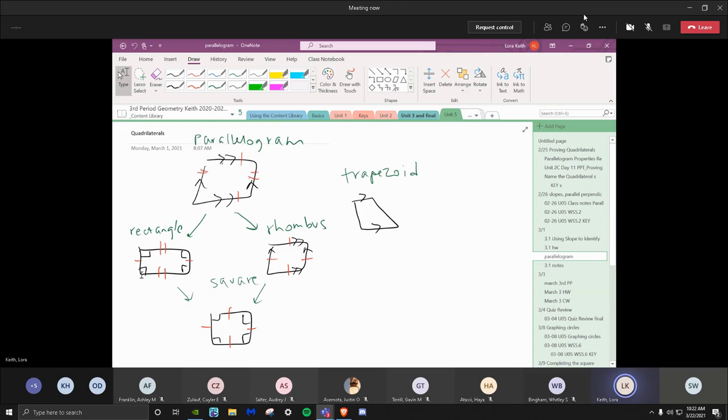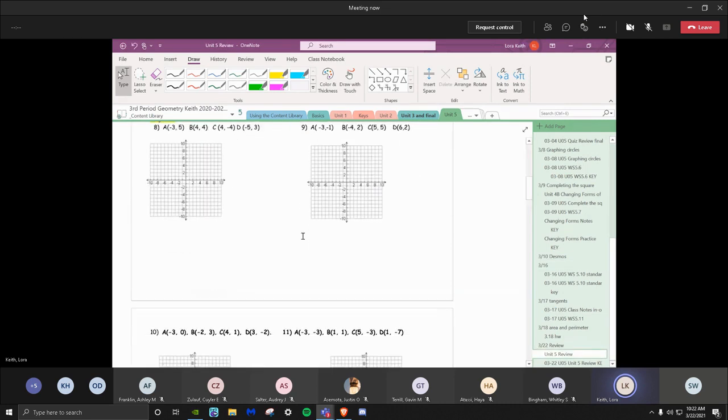So if it's a parallelogram, it can be a rectangle, a rhombus, or a square. So if it's a rectangle, that means that you have 4 90-degree angles. That means that the slopes are perpendicular. If it's a rhombus, then it just means all 4 sides are congruent. If it's a square, it means it has all 4 sides are congruent and it has 4 right angles, so we have perpendicular slopes. So we're going to use that for number 9.